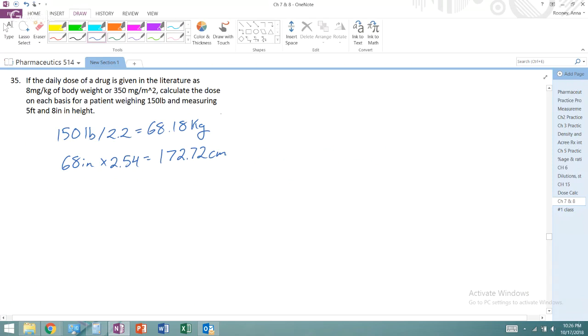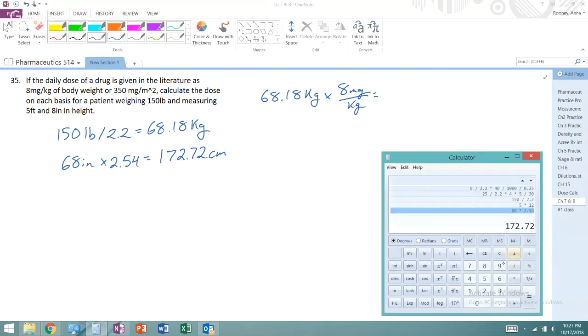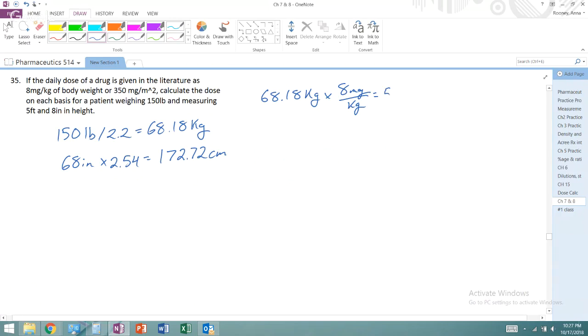Now we can do the first part. So the first part is 8 milligrams per kilogram. So we can do 68.18 kilograms times 8 milligrams per kilogram. All right, 545.45. Okay. So that is based off of just the weight.